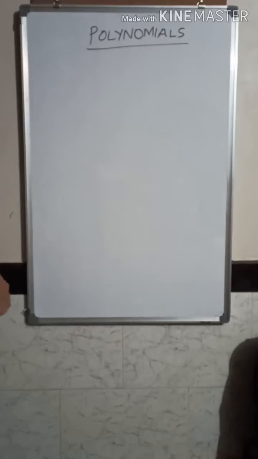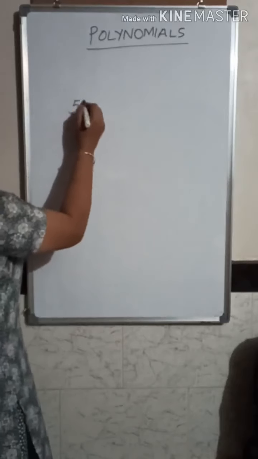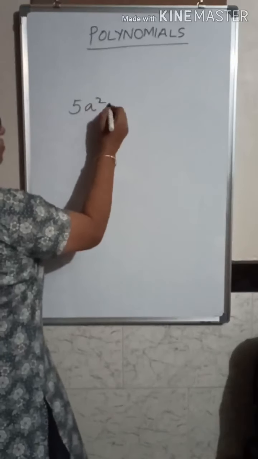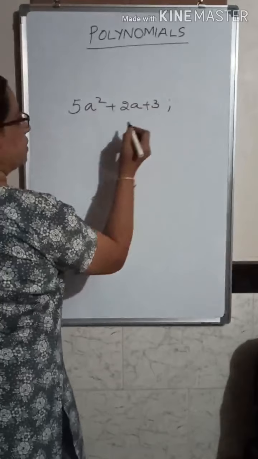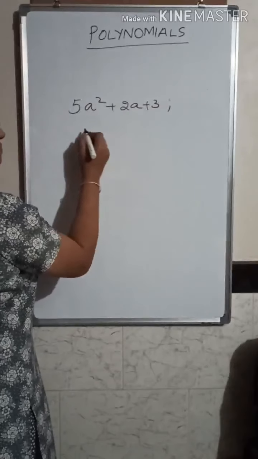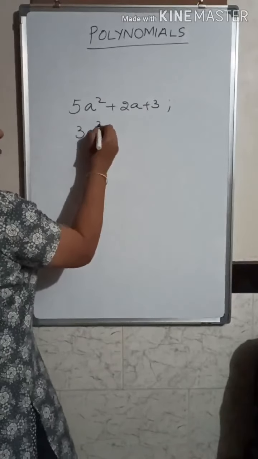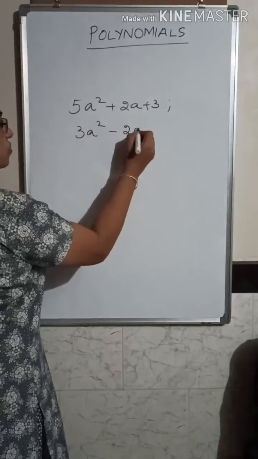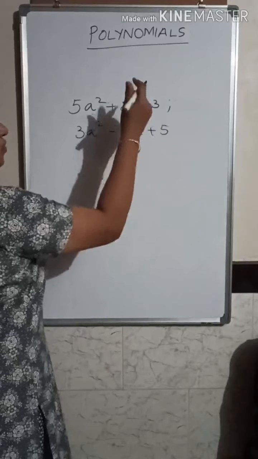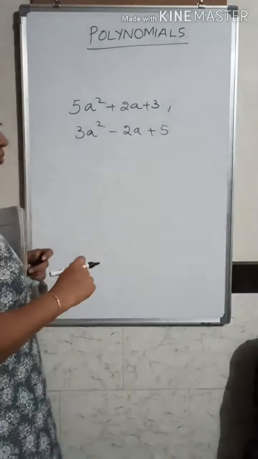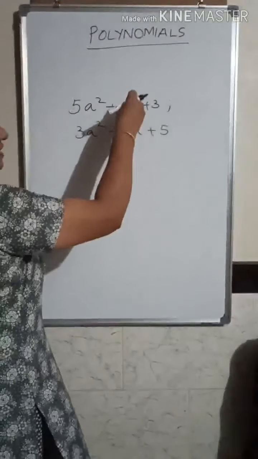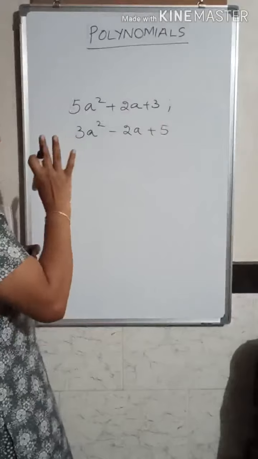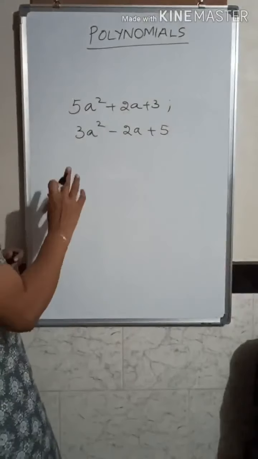So now suppose you have got two polynomials. 5a square plus 2a plus 3, this is one polynomial. You have got the second polynomial, 3a square minus 2a plus 5. You need to add these two polynomials. So in algebraic expressions, what you are doing is simplifying the like terms. So even in polynomials you have to do the same thing.